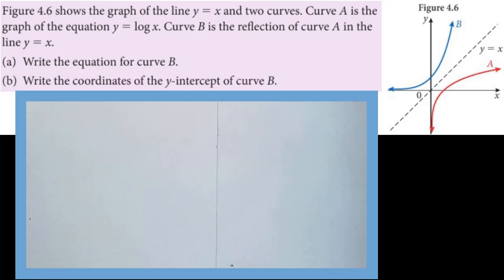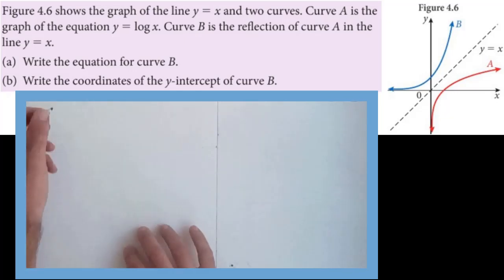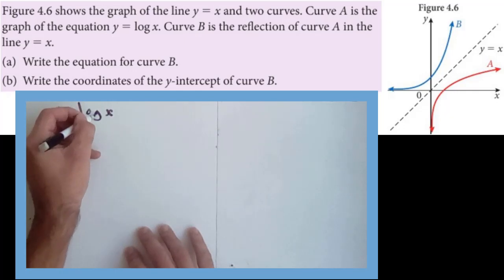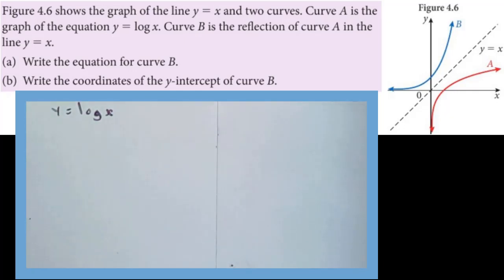So you need to first remember that when we did functions, if you reflect a function, certainly a 1,1 function, which these are both 1,1 functions, in the line y equals x, you get the inverse. So these two curves, A and B, are inverse functions of one another. So if we have y equals log x, if we use algebra to find the inverse function of that, then that will tell us what we're dealing with.